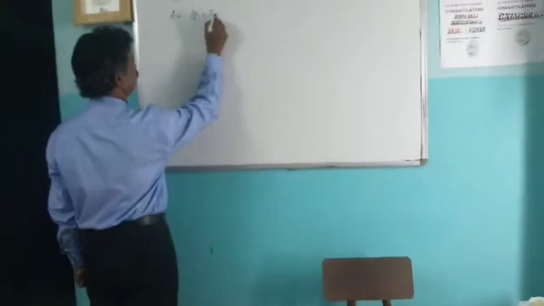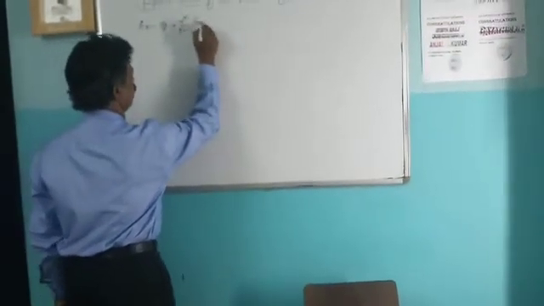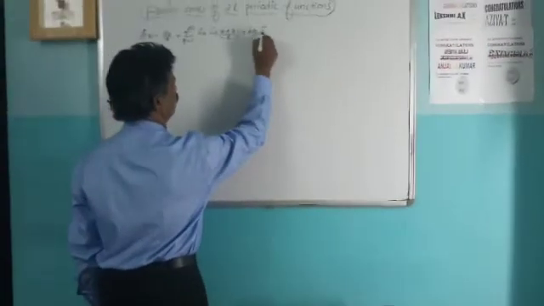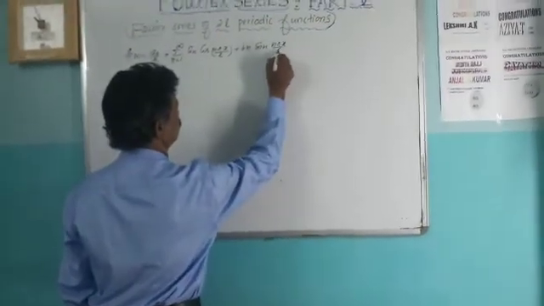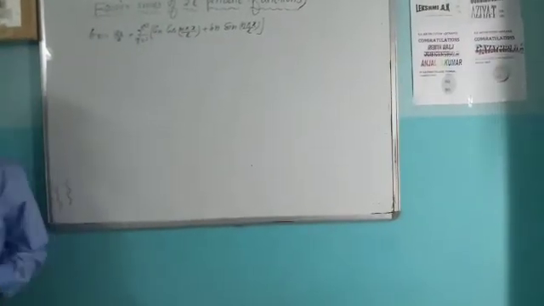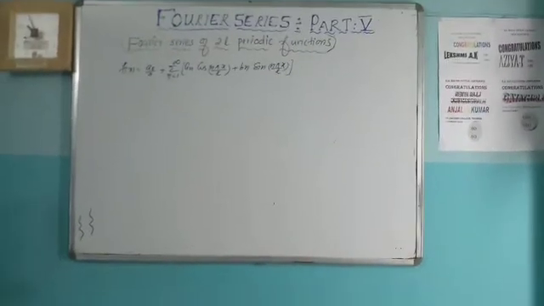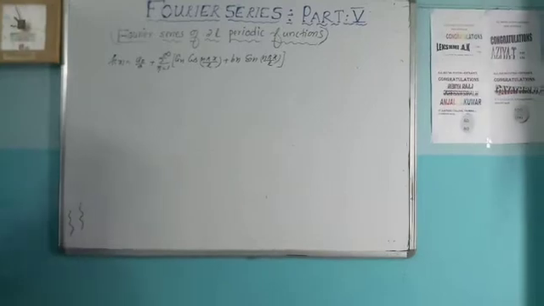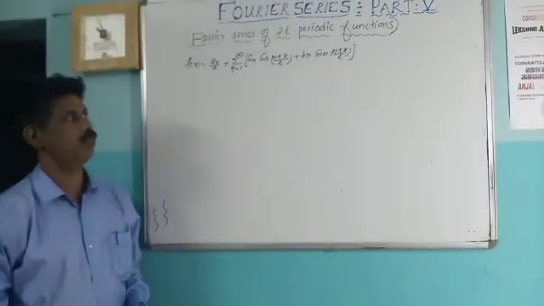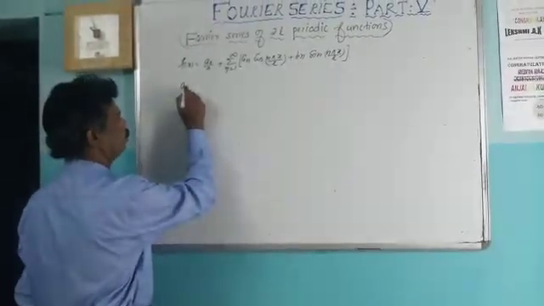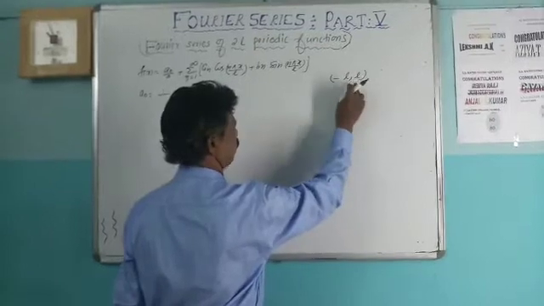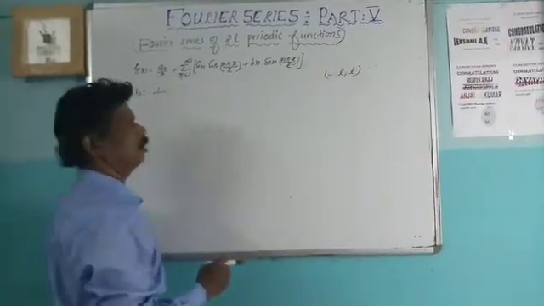So f of x is equal to a0 by 2 plus sigma n equal to 1 to infinity an cos n pi x by L plus bn sin n pi x by L. This is the Fourier series of the function defined in the interval minus L to plus L. If the function is defined in the interval minus L to plus L, then the period is equal to 2L.